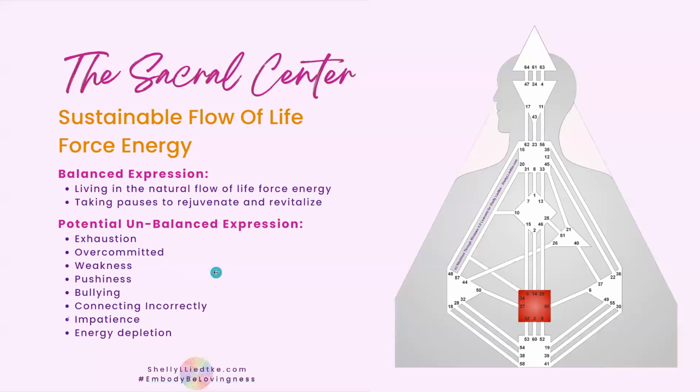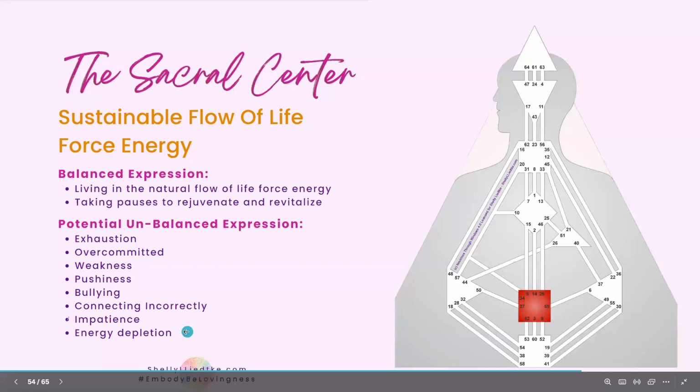If the energy of this center is unbalanced, it can show up as exhaustion, being overcommitted, even feeling weak or physically weak, having a tendency towards pushiness, bullying, or connecting with other people or their environment in an incorrect fashion, having impatience or energy depletion and exhaustion. That's an extension of that.